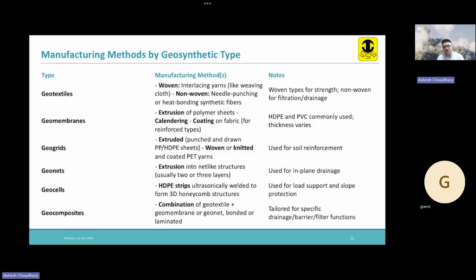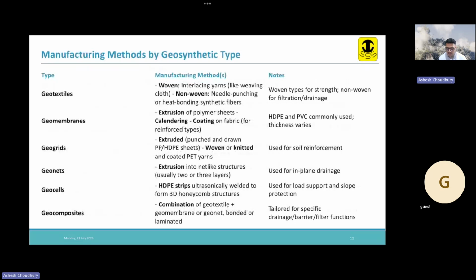You specify some requirements, and the supplier is going to fulfill those requirements. Say you need a grid having a certain tensile strength. Then you tell the supplier to supply you that geogrid which satisfies that criteria. Now you get the material from the supplier. Before you implement it on your site, you have to test it yourself also.